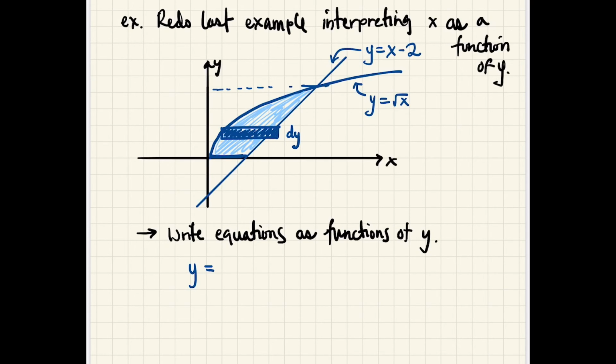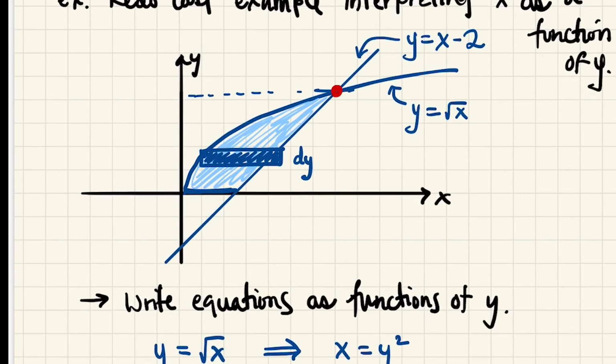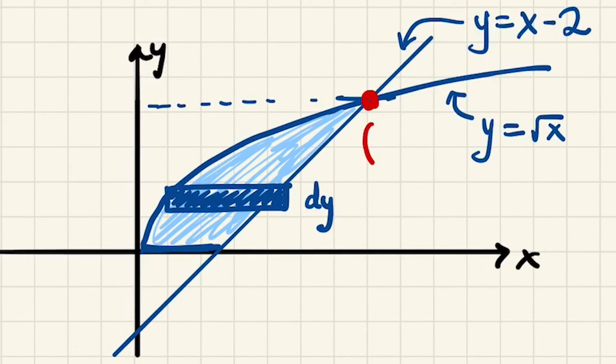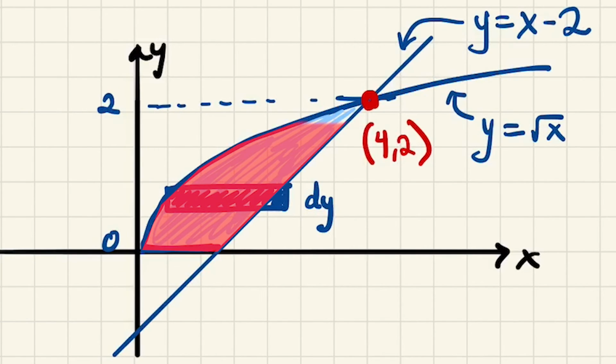So for the equation y equals the square root of x, we're just going to solve for x, and we get that x is equal to y squared. And for the equation y equals x minus 2, we will solve for x, and we'll get x equals y plus 2. Looking at our graph from earlier analysis, we do know this is the point (4, 2). We figured out that that's x equals 4, and of course if you just plug it into either of these two equations, you'll get a y value of 2. Which means that our integral is going to run from 0 to 2.